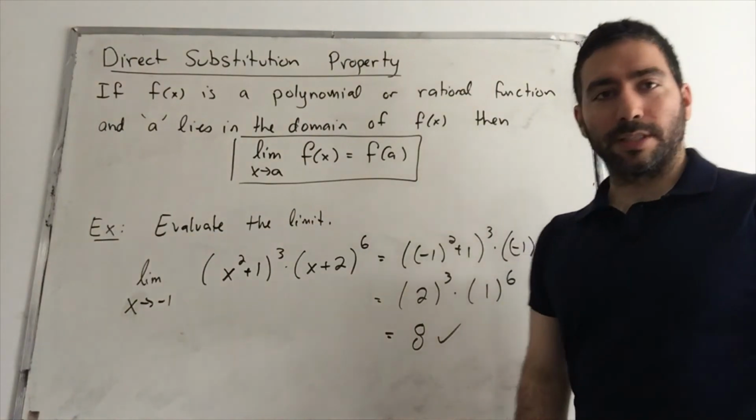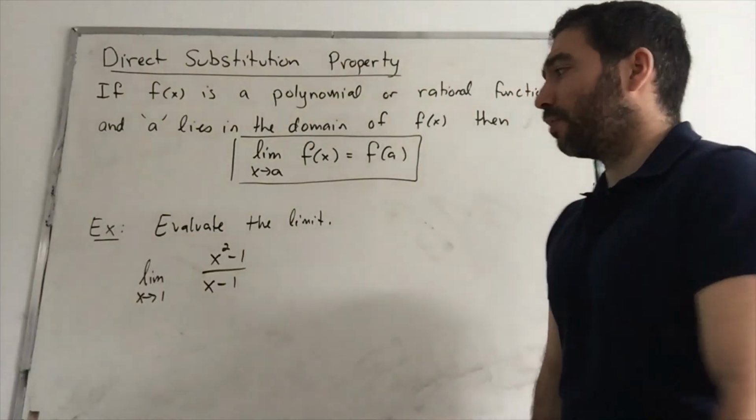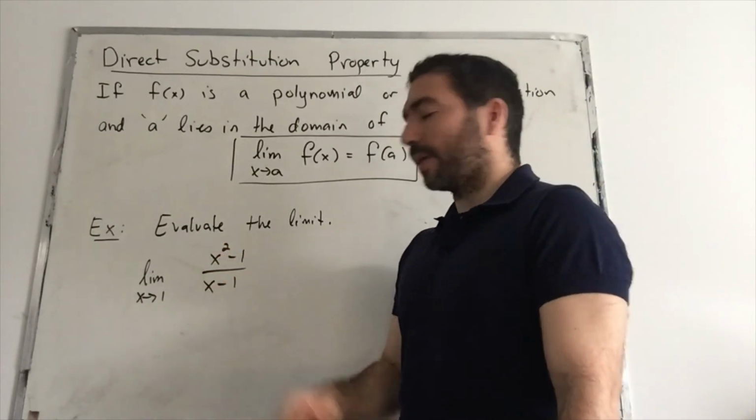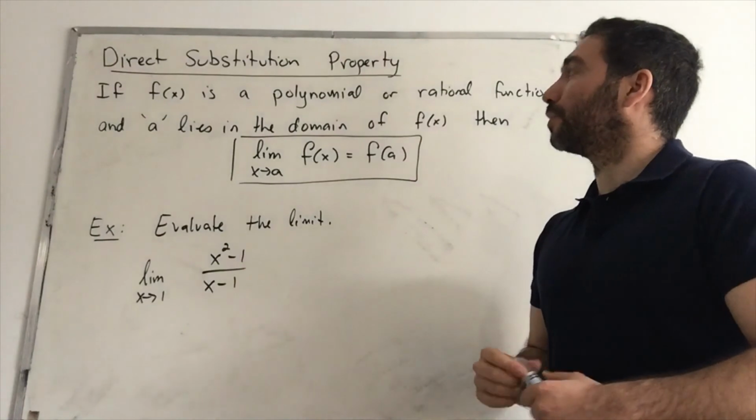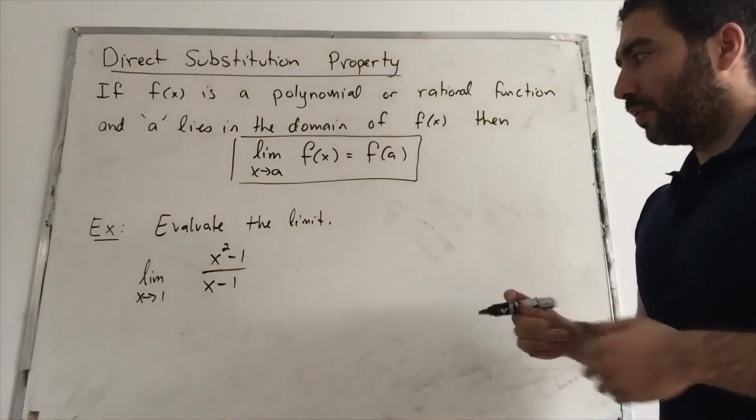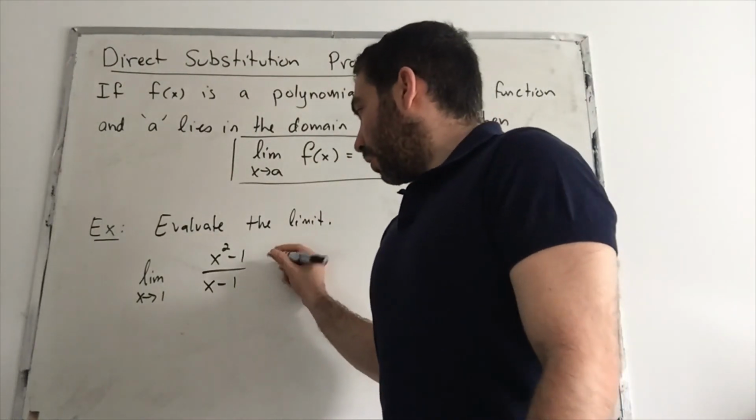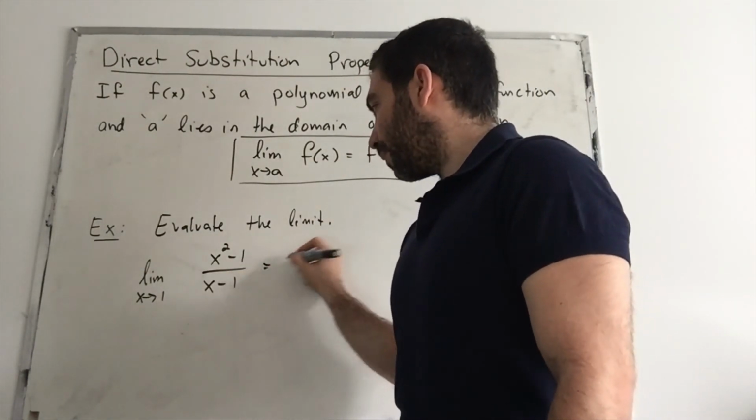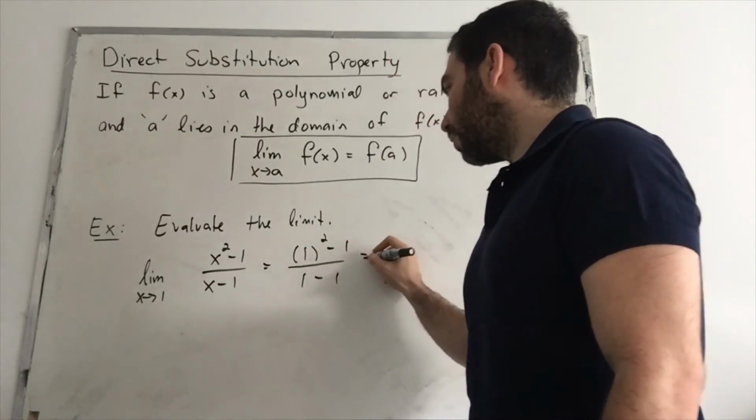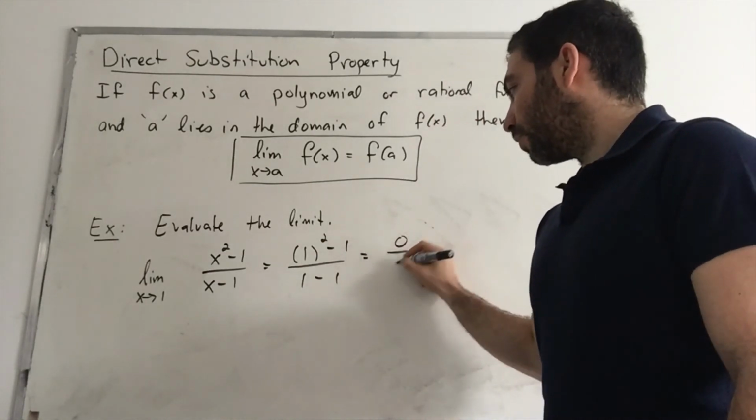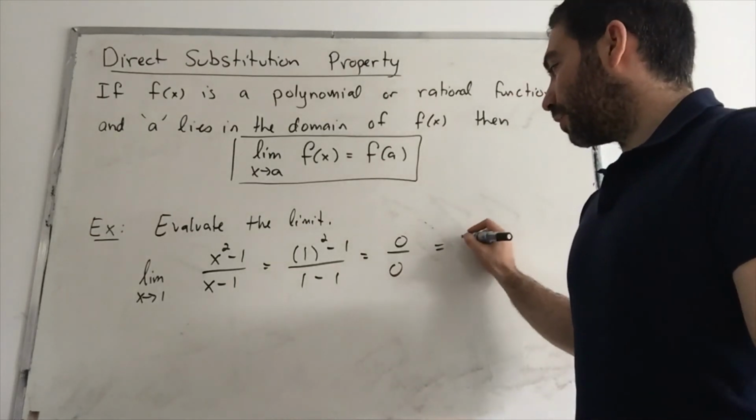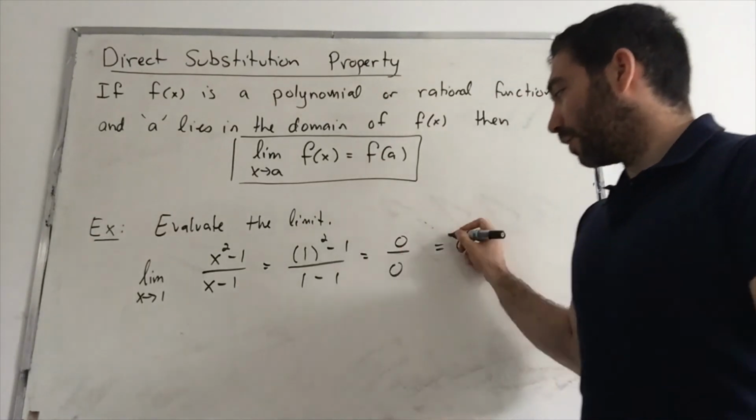Okay, let's keep practicing. In this example, we have the limit as x approaches 1 of x squared minus 1 divided by x minus 1. Let's evaluate it using the direct substitution property. So let's plug in x equals 1. What we get is 1 squared minus 1 over 1 minus 1. 1 squared is 1, so what we get is 0 over 0. This is a special case, so if you wrote that the answer is equal to 0, that's incorrect. This is not equal to 0.